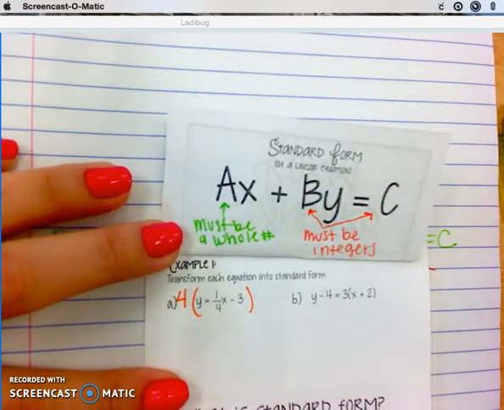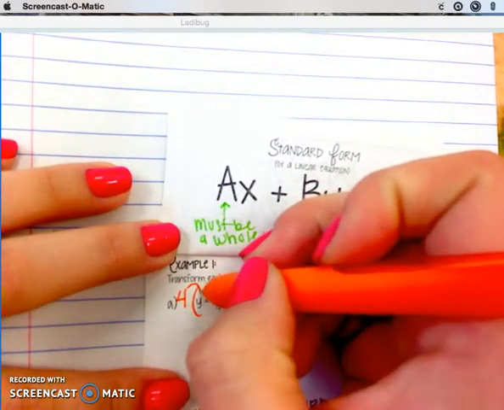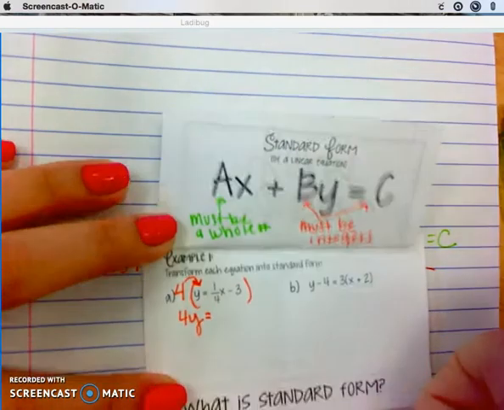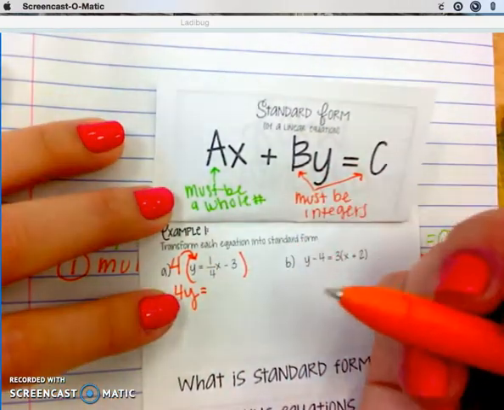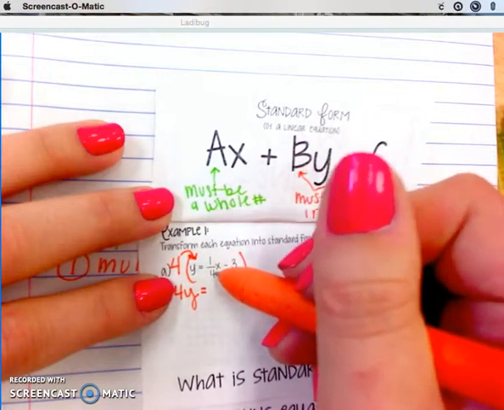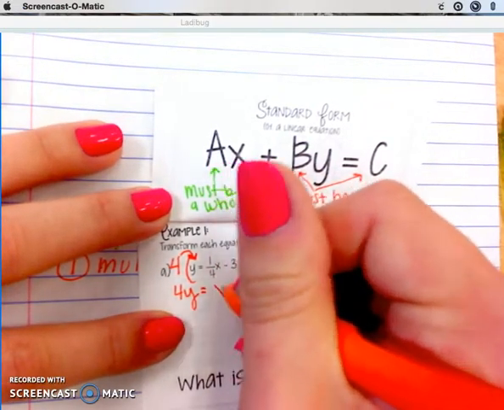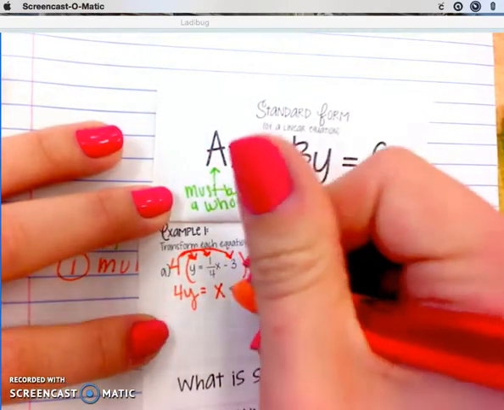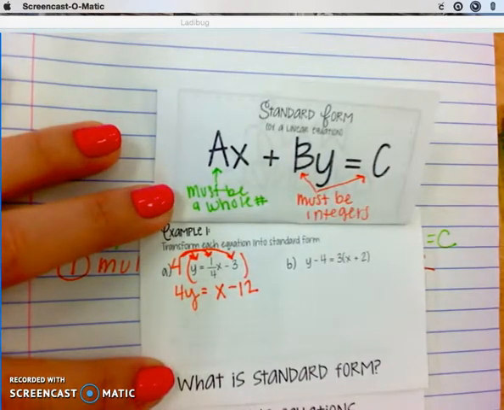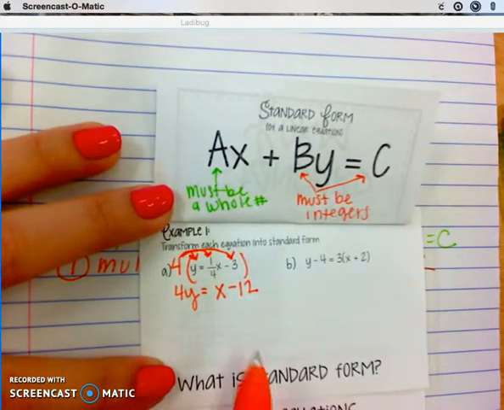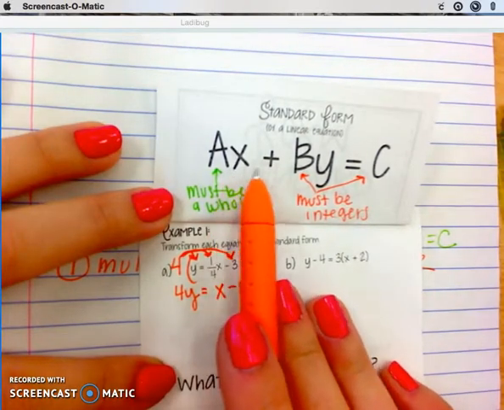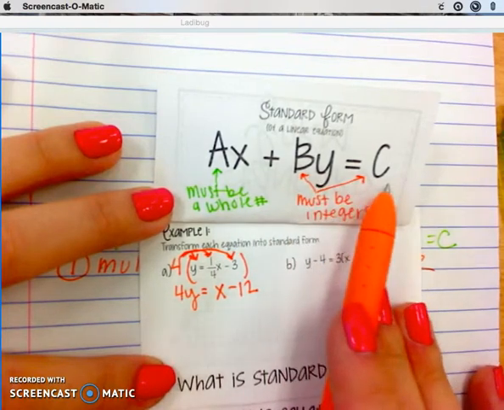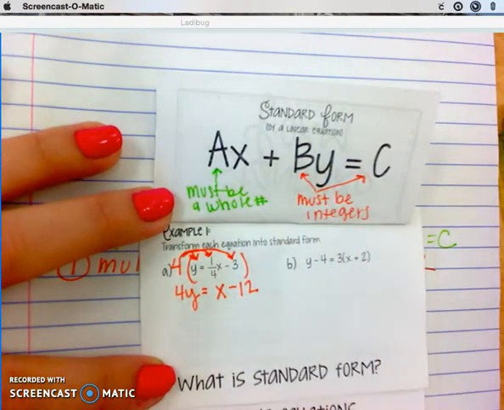And it's like I'm distributing. Okay, 4 times y is 4y. And it equals 4 times 1/4. 4 times 1 is 4, divided by 4 is 1, so it's just x. And 4 times -3 is -12. So far, so good, except I need x to be in front, I need the y to be next, and it needs to equal the c or that constant.